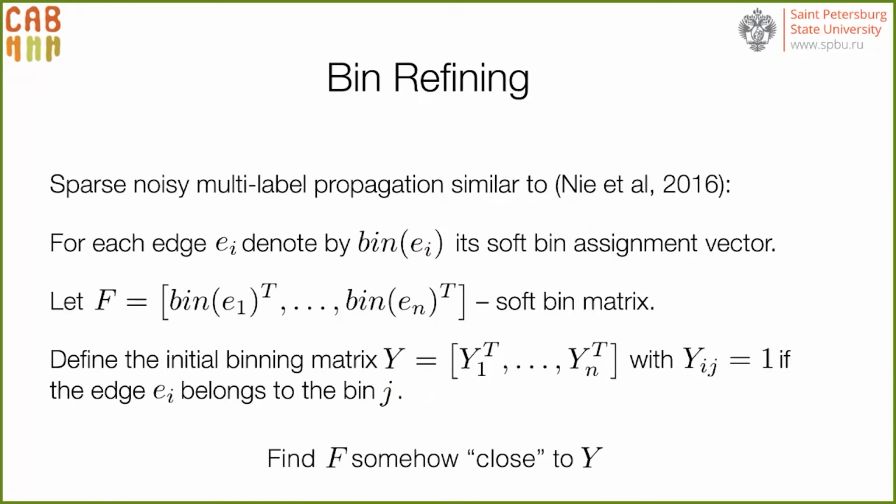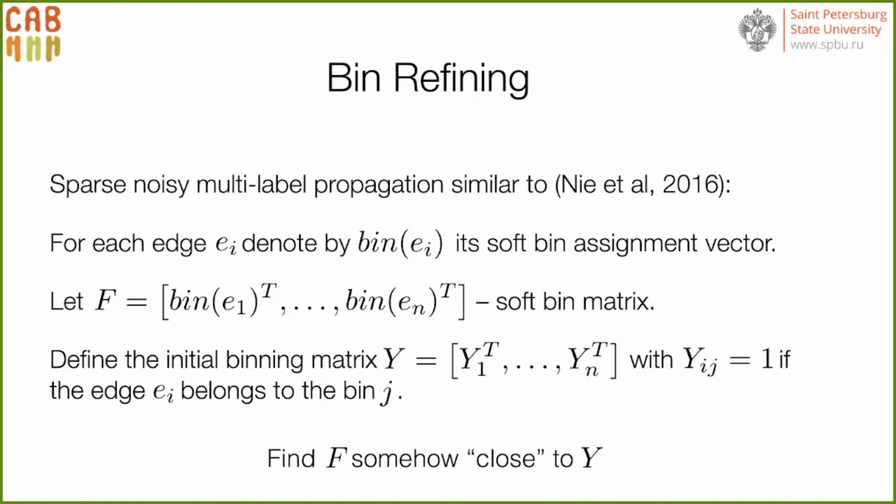So how do we actually use the assembly graph to refine bins? Well, first, let's formulate a clearer description of the bin refining problem. What we want to obtain is a soft bin matrix F, where element F_ij is the probability of assigning bin j to edge e_i of the assembly graph. And what we have is the initial binning matrix Y, where element Y_ij is 1 if bin j is assigned to edge e_i and 0 otherwise.